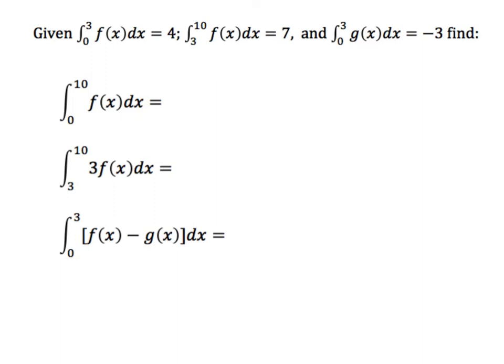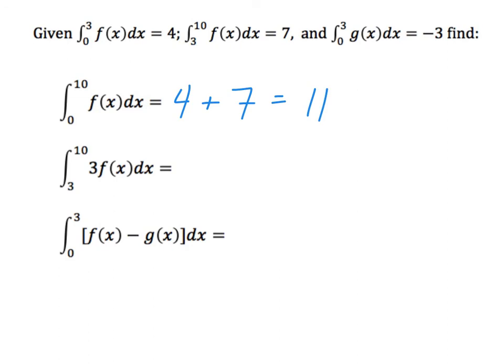All right, so for the first one, we're looking for the integral from 0 to 10 here. But you'll notice up here I don't have any integrals given that involve both 0 and 10. But what I do have is an integral that goes from 0 to 3, and then another one that goes from 3 to 10. And so I can use that last rule where I can put those together to get the total integral. So I'm going to end up taking the integral from 0 to 3, which is 4, and I'm going to add the integral from 3 to 10 value, which is 7. And so this integral from 0 to 10 must equal 11.